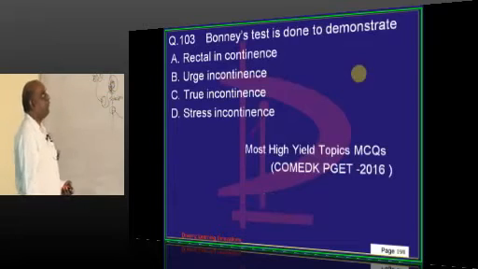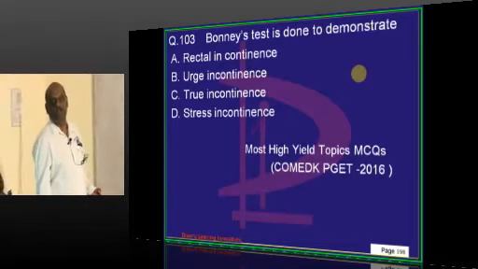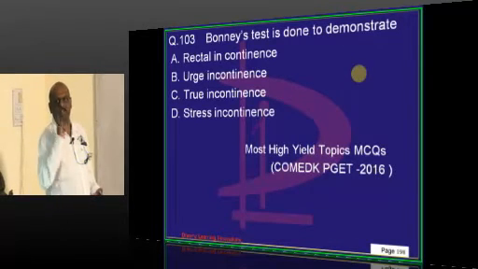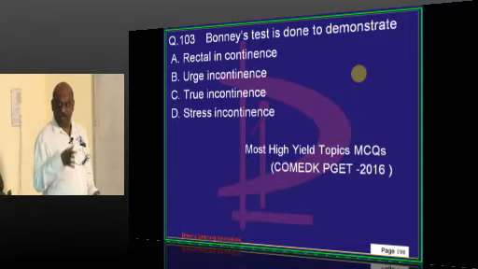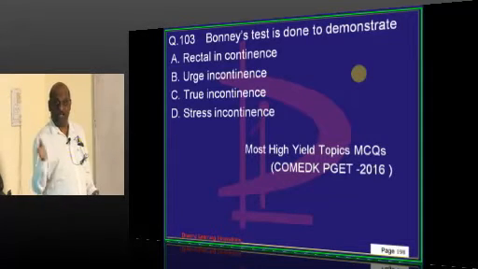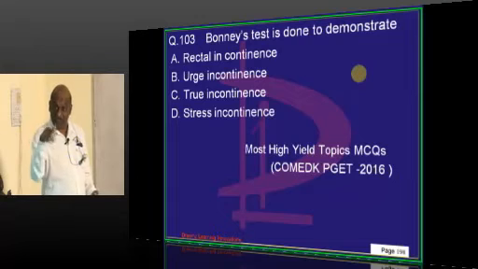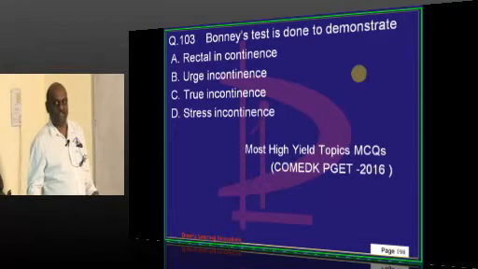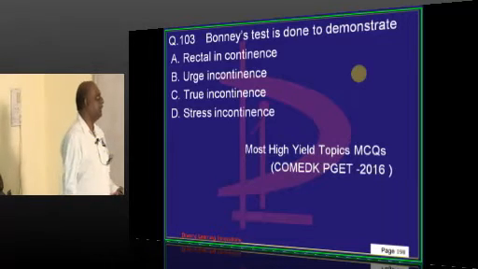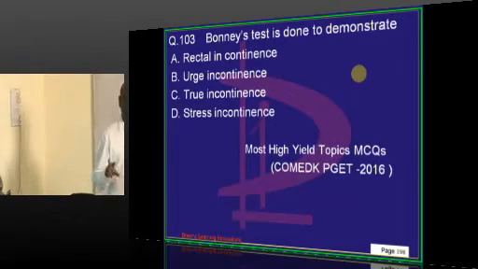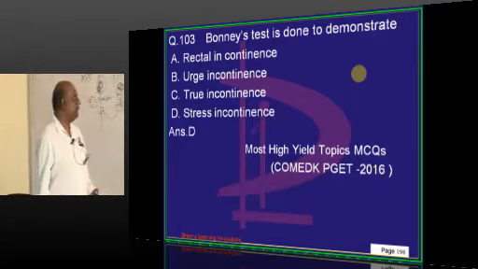Huh? Bonney's test is for what? One question on urge incontinence versus stress incontinence, and different types of fistulas are there, no? Vesicovaginal fistula, rectovaginal fistula, urethrovaginal fistula. How do you differentiate? Based on the 3 swab test. That was also a very recently asked question. Very high yield topic, these two. VVF and incontinence.